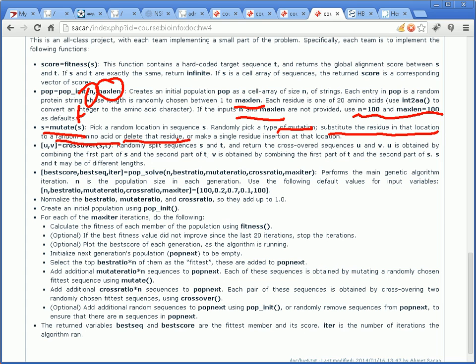You could delete a residue, so your sequence will be one short. Or you can insert a new residue in any location so that your sequence is one longer. All right, and you return the sequence that you just created, that you modified. Okay, so the three of you could work on the mutate.